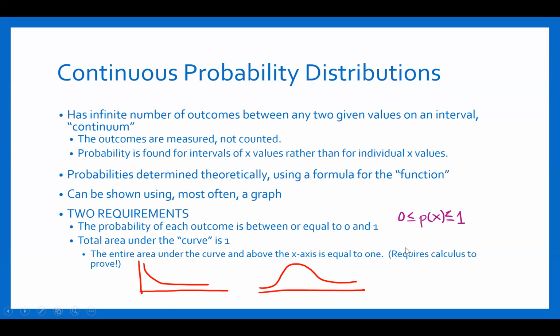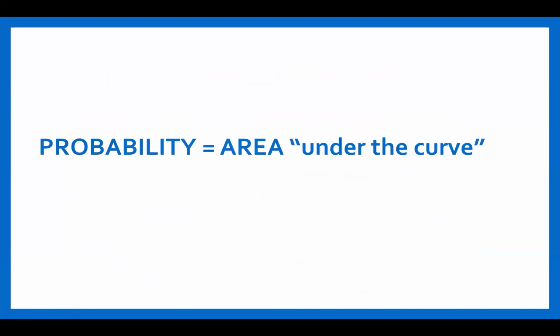But the key piece that I want you to get here, and I'm going to show it to you in just a minute, is that the probability of a particular event or a particular interval corresponds to the area under the curve. Quite honestly, the area under the curve is the whole premise of calculus. You're always trying to figure out the area under the curve. And in statistics, that area under the curve represents the probability of a particular event. Again, I'm going to show you that in just a minute.